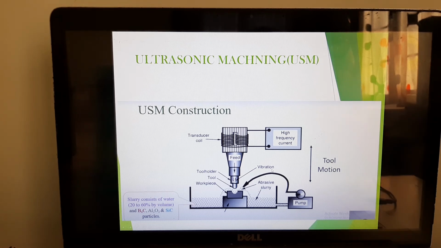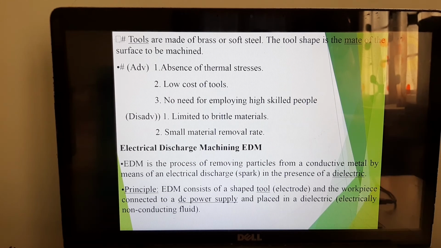So how do you know how much material is being removed? This entire structure is connected to a mainframe. The mainframe can automatically control the amount of material removal in the x-axis, or it can monitor the amount of material removal in the x-axis, y-axis, and z-axis. So what are your tools made of? Tools are made of brass or steel. The tool shape is made according to the surface to be machined.